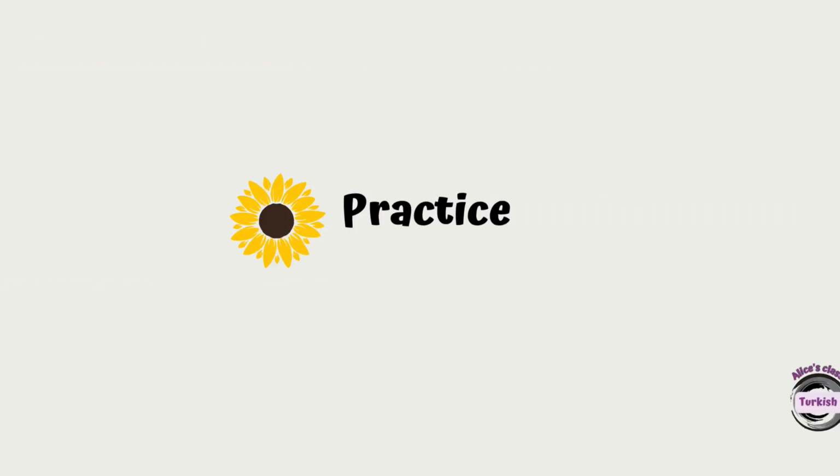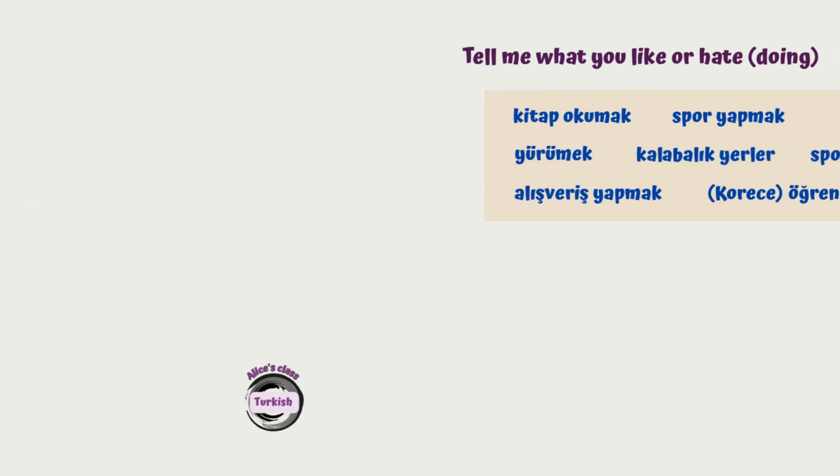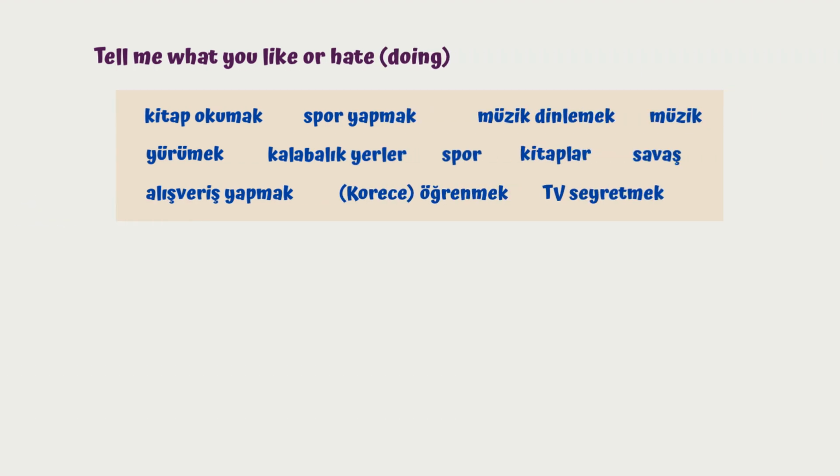Okay, let's practice. So I have a list of things. Some of them are nouns, some of them are verbs. Let's go over them first. Kitap okumak, to read books, read a book. Spor yapmak, to do sports, to exercise. Müzik dinlemek, listen to music. Music is music. Yürümek, to walk.